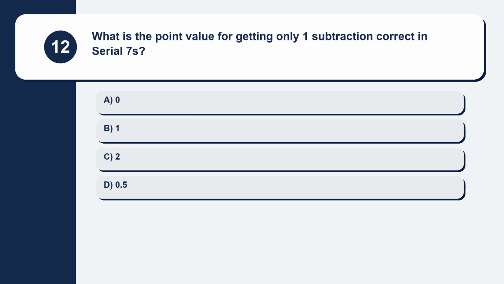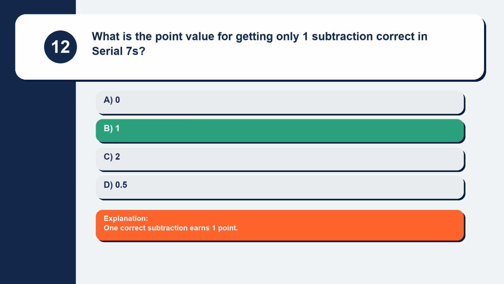Question 12. What is the point value for getting only one subtraction correct in serial 7s? 0, 1, 2, 0.5. 1 correct subtraction earns 1 point.